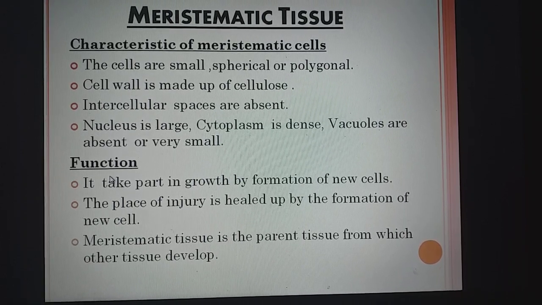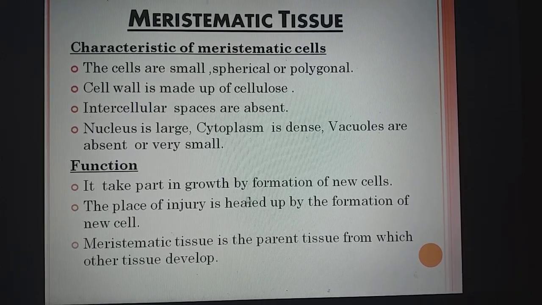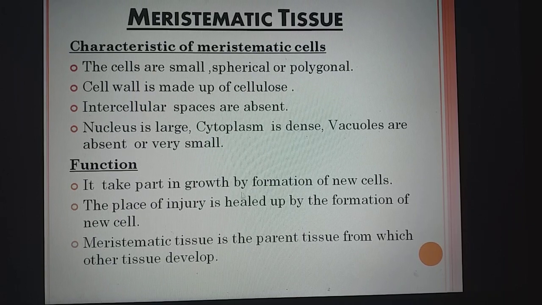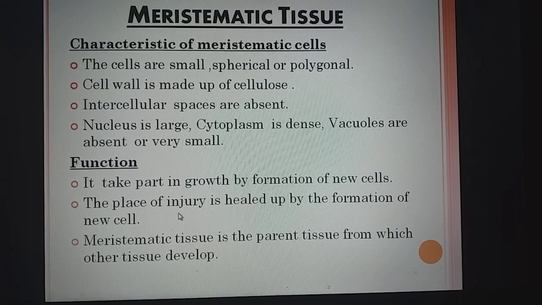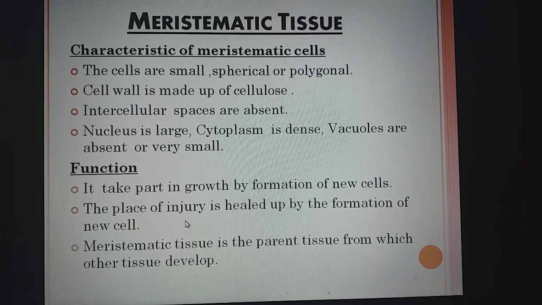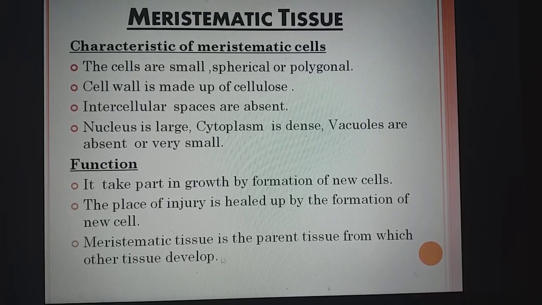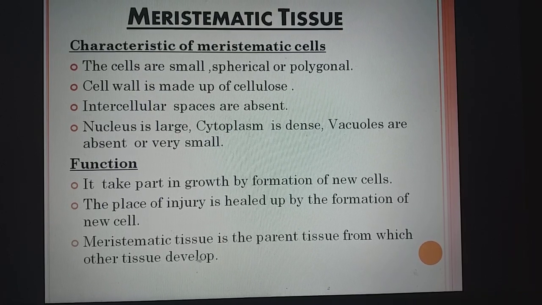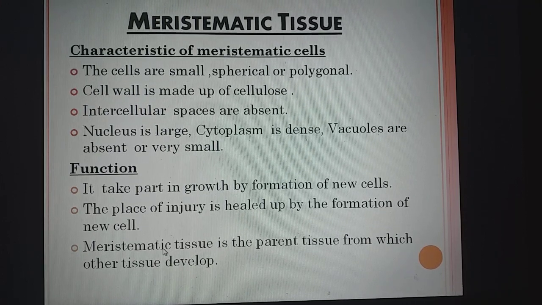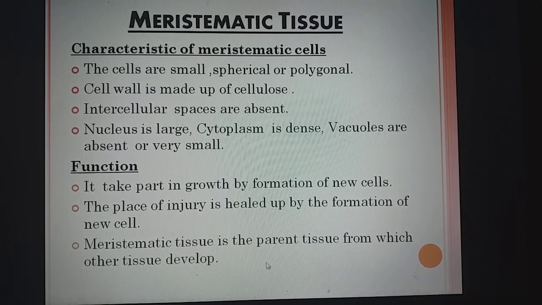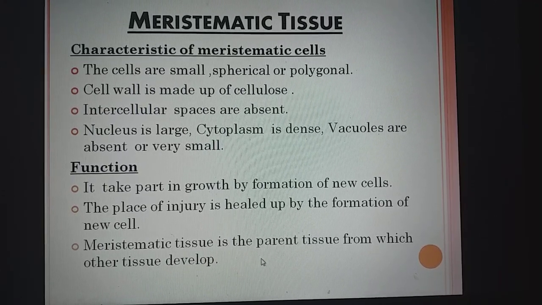Now, the function of meristematic tissue. It takes part in growth by formation of new cells because they keep on dividing. Next, the place of injury is healed by the formation of new cells, because they have the capacity to divide, and as they divide they help in healing the injured part. Meristematic tissue is the parent tissue from which other tissues develop, because as I told you in the last video, those meristematic tissues which have lost the power of division develop into permanent tissue.